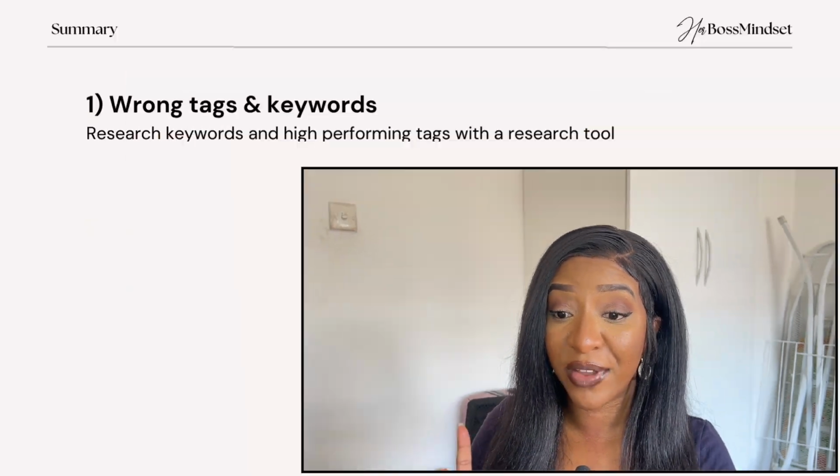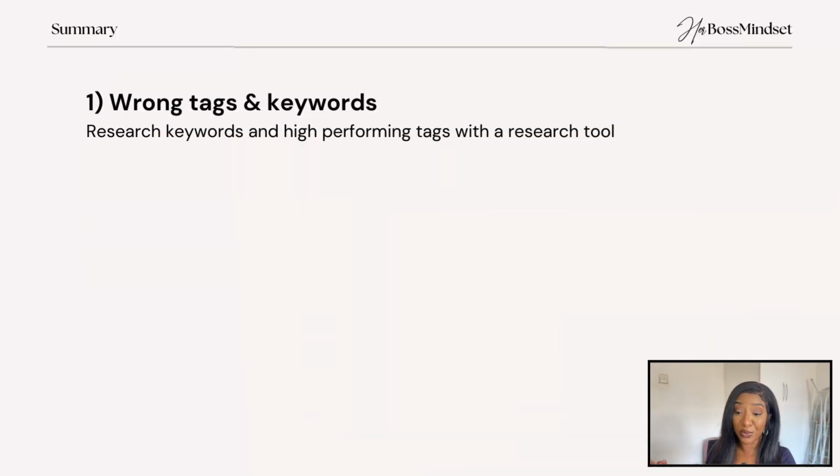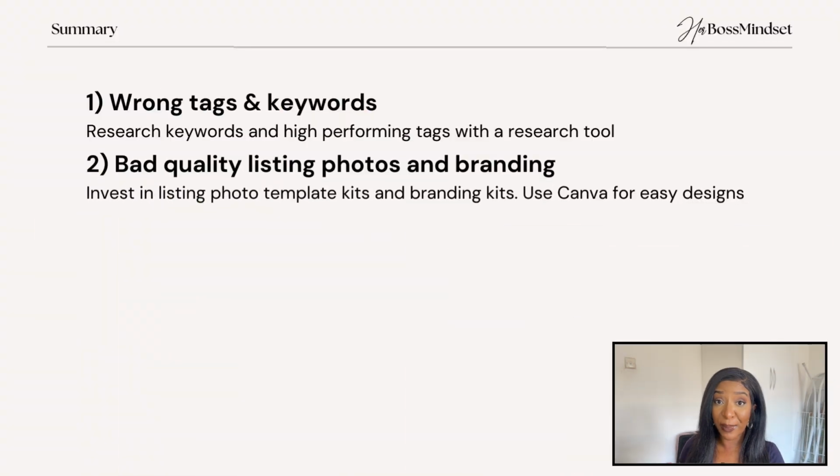Okay guys, we have reached the end of the video. Let me just give you a quick overview of what we have covered in this video. So number one, having wrong tags. What can we do to solve this? Using research tools, doing our own research, using the correct keywords in our tags. Number two, bad quality photos and branding. What can we do to solve this? Personally, I buy branding kits on Etsy or Etsy listing Canva templates.